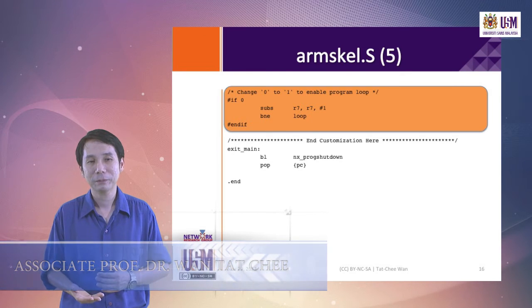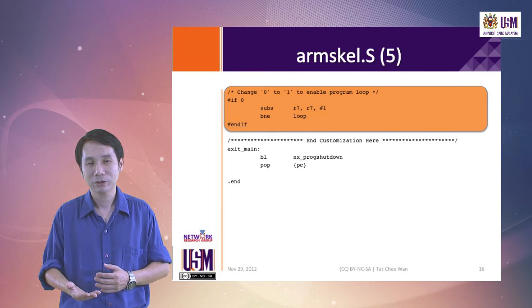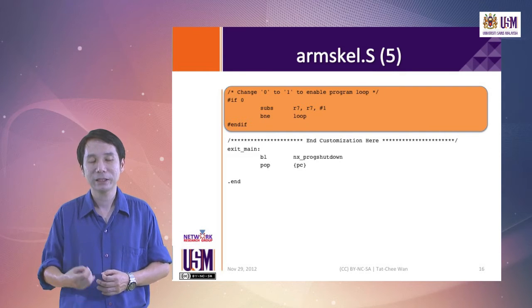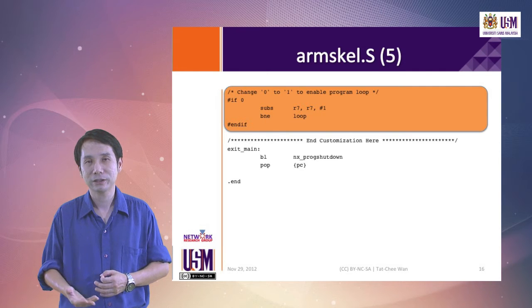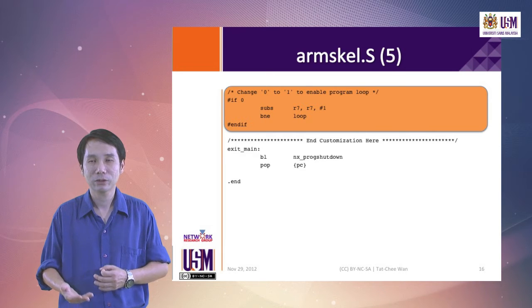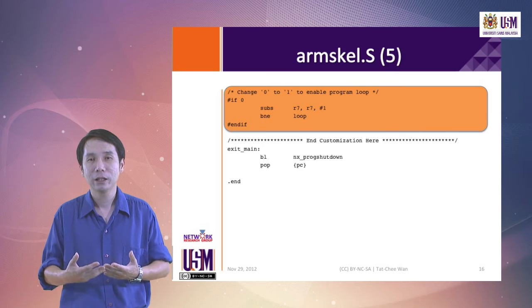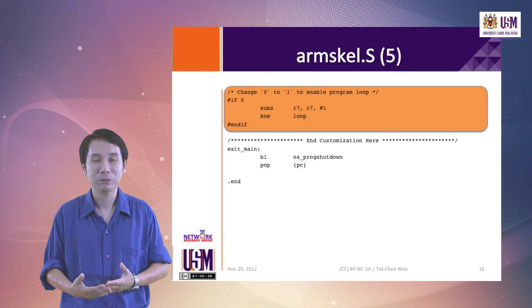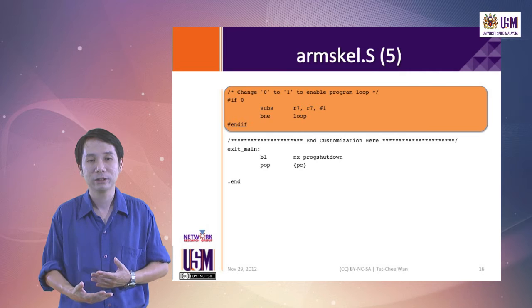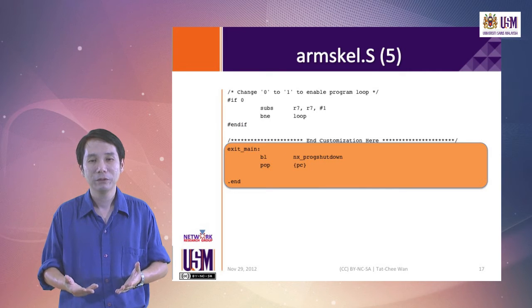Here there is a fragment which is controlled by the conditional compilation statement #if and #endif. In this case, it's been turned off because the #if value here is 0. To enable the looping in this program, we need to change the 0 to a 1, and this allows us to go through this iteration of displaying text on the screen several times, up to the number given by the loop counter.